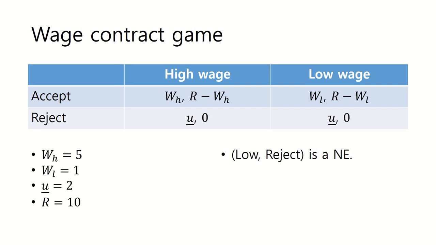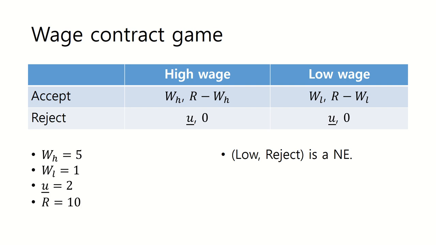So to be concrete, to derive a prediction of this model, let's put some numbers in these W's and U's and R. Let's say WH, the high wage, is 5, and WL, the low wage, is 1, and U under bar is 2, and R, the revenue, is 10. And then, what is the equilibrium? We find equilibrium in this way. We fix one player's action, and we compare the payoffs of the other player. Let's say we fix the employer's action to high wage. Let's assume the employer offers a high wage, and let's compare the employee's payoff in the case where the employee accepts the offer, and in the case where the employee rejects the offer.